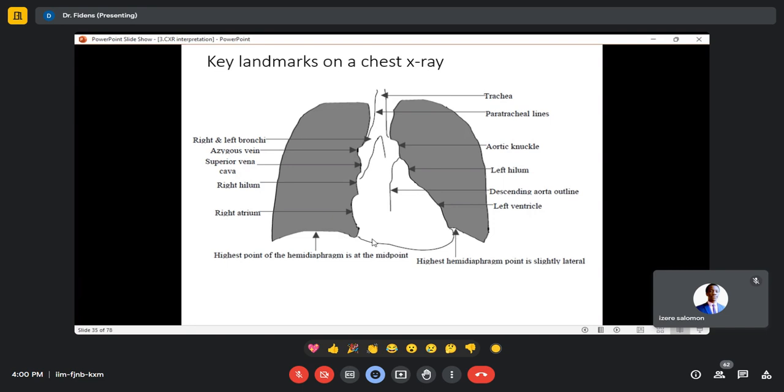When you see the sign called continuous diaphragm, normally the diaphragm is not seen continuously. When you see it continuously, think of pneumoperitoneum, the sign of pneumoperitoneum.